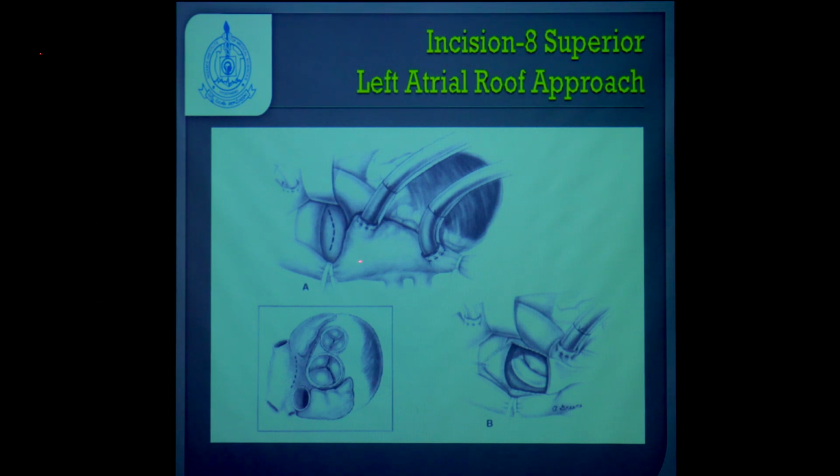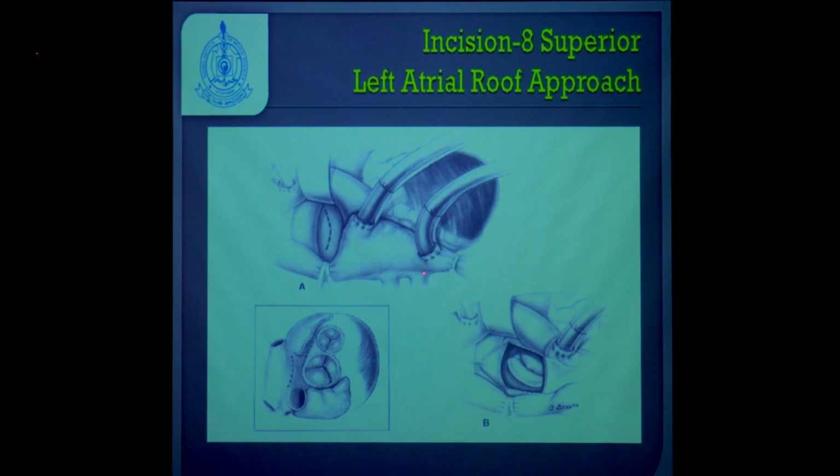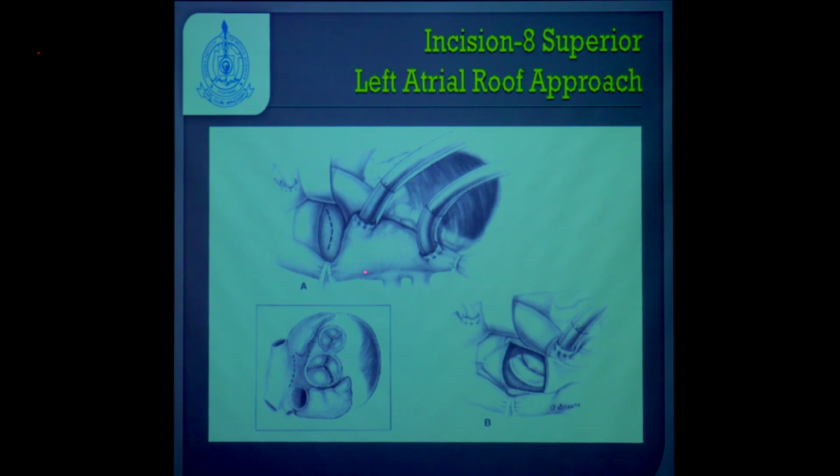This is an incision that is probably most commonly used in pediatric and neonatal patients, wherein the approach to the left atrium is much easier because of the supple structures of the aorta and the SVC. This is the LA roof, which is bordered by the aorta, the right pulmonary artery and the SVC.